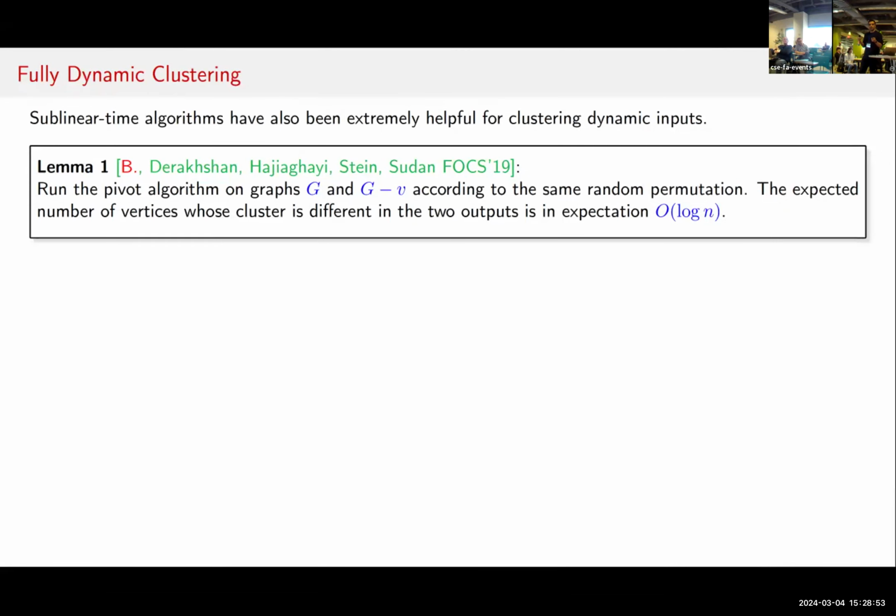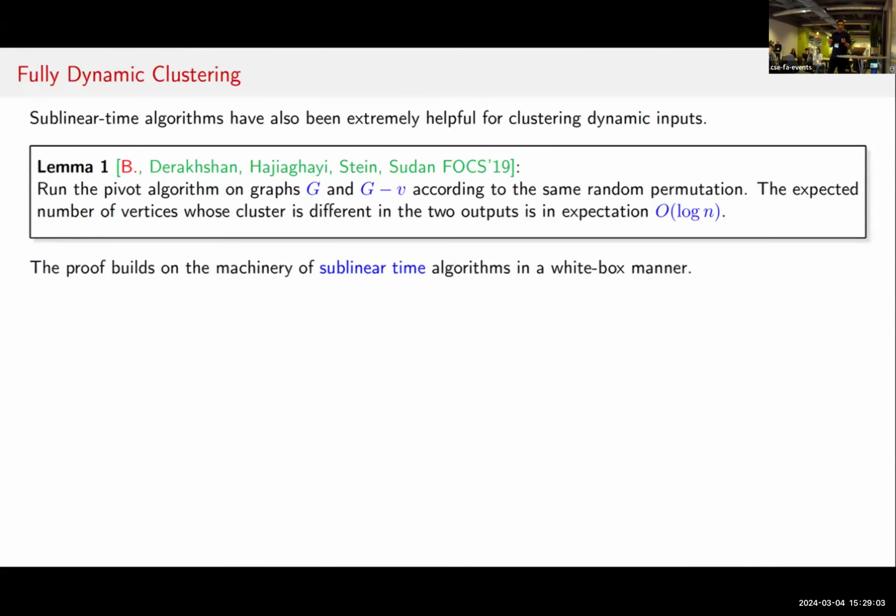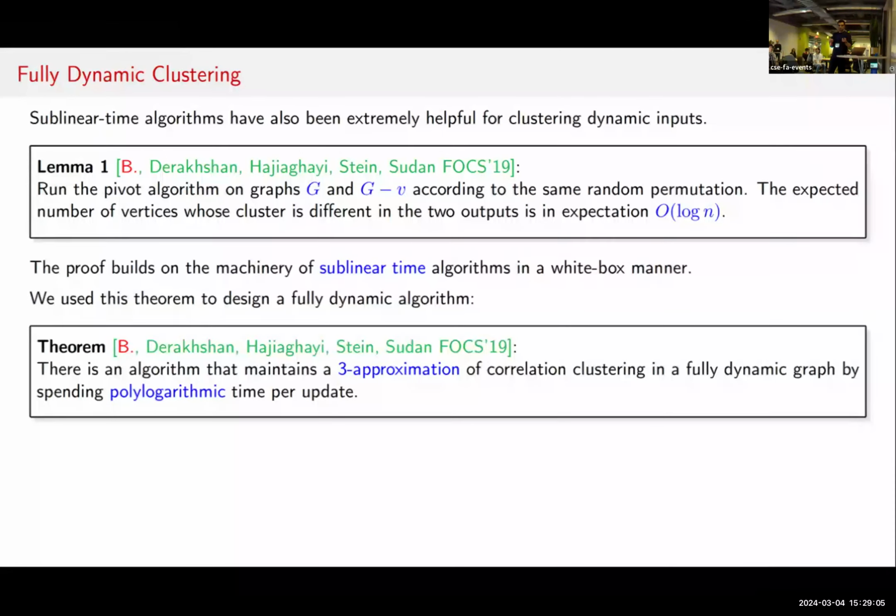And we proved this lemma because we wanted to design a fully dynamic algorithm. The graph changes over time, we want to maintain, say, the output of the pivot algorithm. In particular, based on this lemma, we were able to show that a 3 approximation of correlation clustering can be maintained in polylog n time after each edge insertion or deletion to the graph. And again, the proof of lemma 1 heavily relies on the machinery developed for sublinear time algorithms.